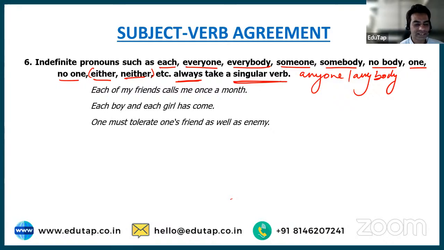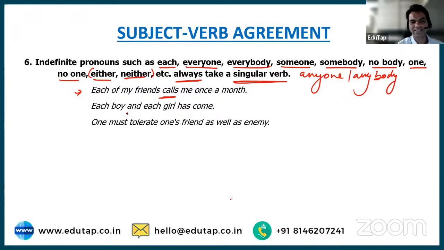If a sentence begins with each, everyone, someone, no one, anyone, anybody, somebody, either, neither, one, the verb has definitely to be kept singular. Now there are a few examples. Each of my friends call me or calls me once a month. Each of my friends calls me once a month.